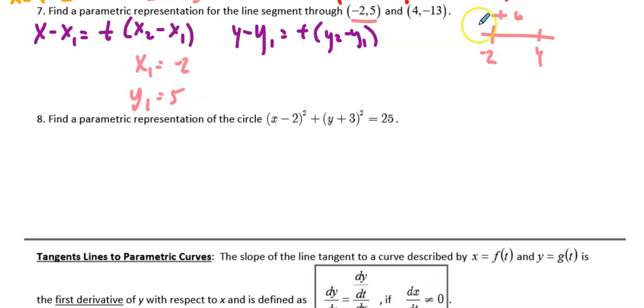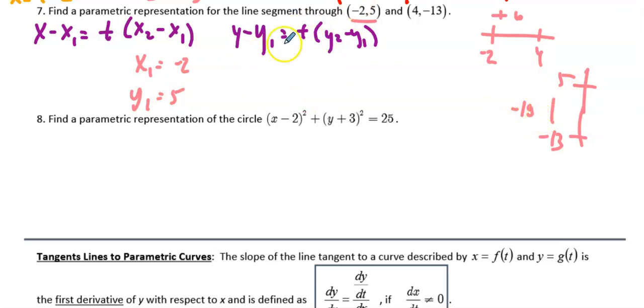All right, so let's remember that. So x sub 2 is going to be 4, so that's a difference of plus 6. If I'm going from 5 all the way down to -13, well, that's going to be a difference of -18. So again, from y sub 1 to y sub 2, -18.